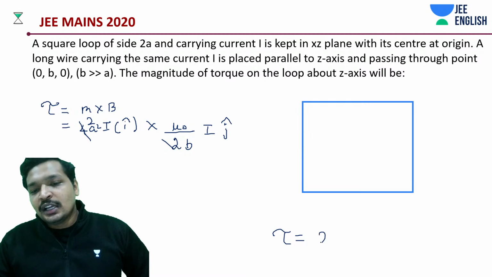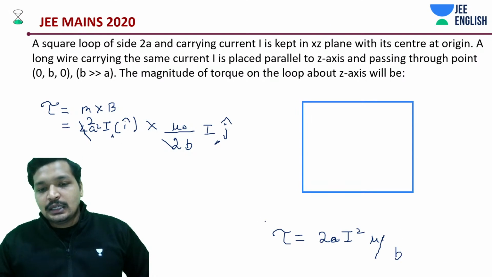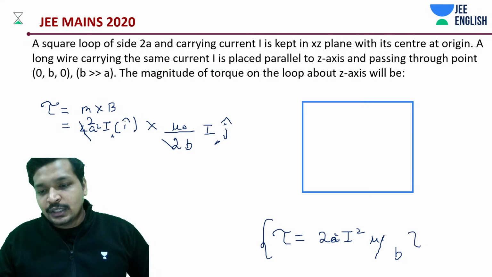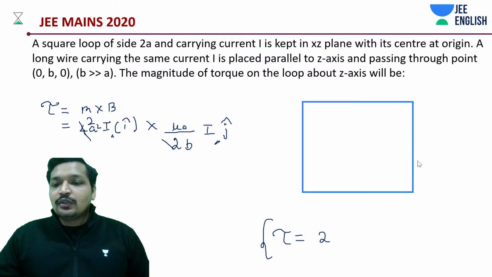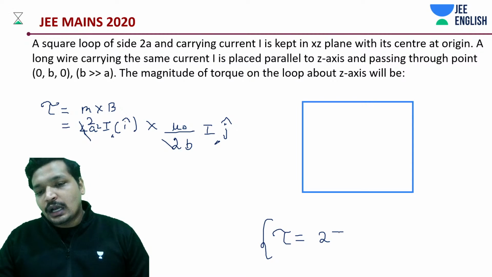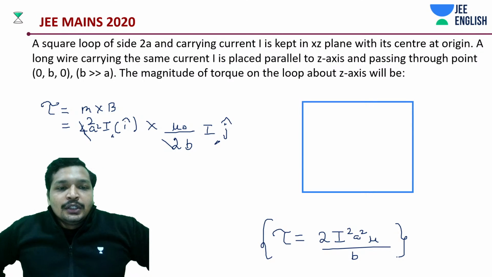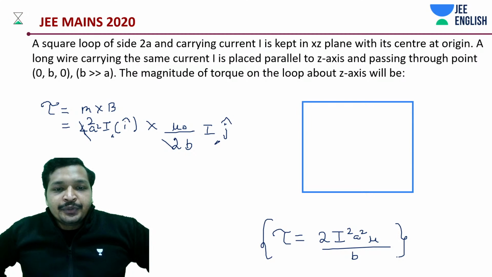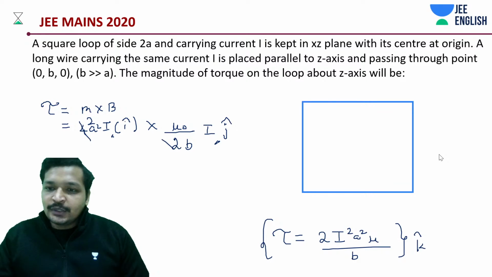So torque is going to be how much? 2a I square, I and I would be there, into mu and divided by b. There is an a square as well. My mistake. Don't miss out the a square. Let me write it down again. Then what do we have? 2 I square a square into mu divided by b K cap. Don't worry.